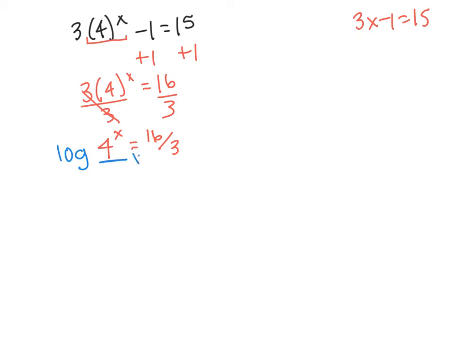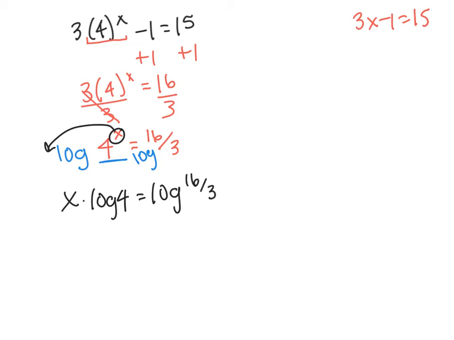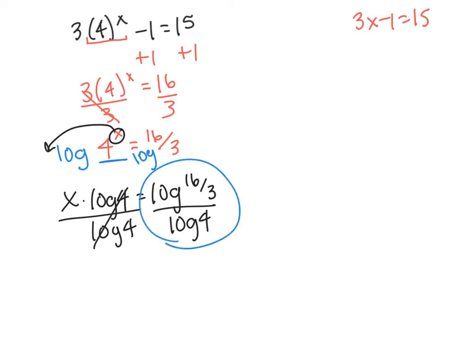Now we can do log of both sides, and this exponent can come out front because that's the whole point. And we have x times log of 4 equals log of 16 over 3. Now we just divide out our log of 4. So x equals whatever you get when you plug log of 16 over 3, over log of 4, into your calculator. Make sure when you're plugging those logs into your calculator, after that open parenthesis, you close it again so that you don't end up with a double log.